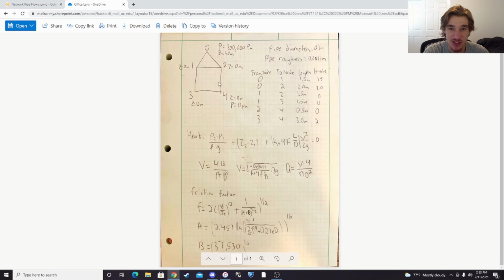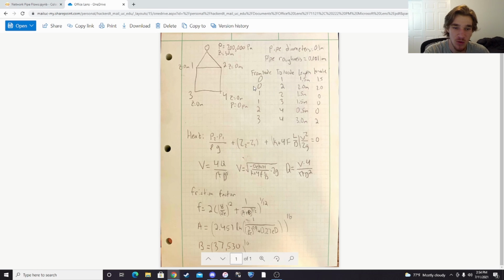We know the pressures at the external nodes. 0 is 200 pascals, and then at node 4 it's 0 pascals. We know that the altitude at node 0 is 30 meters, and the rest of the nodes' altitudes are 0 meters. You can see 6 pipes in there. We'll be calculating the flow in each of these pipes.